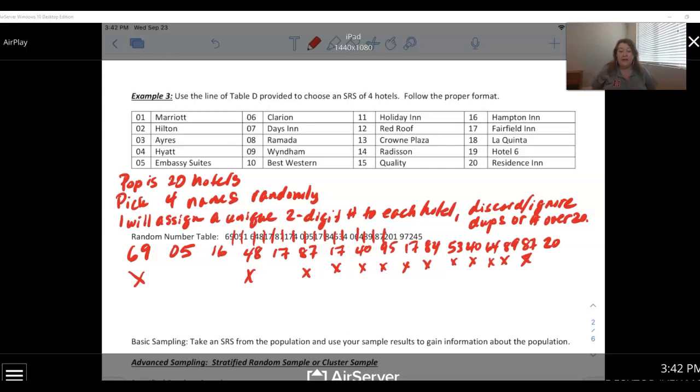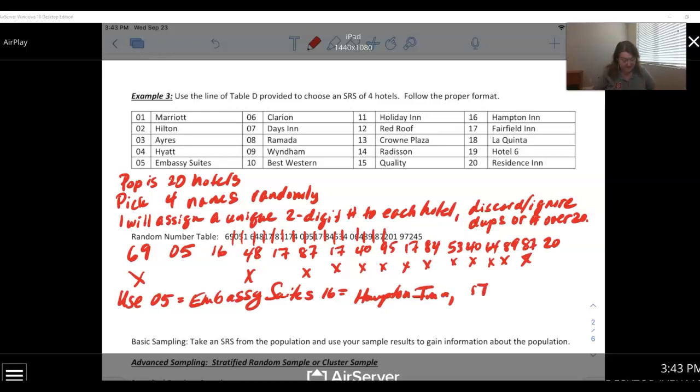All right, so I've selected the hotels that are numbered 5, 16, 17, and 20. And then I'm going to say what they are. So I'm going to say we will use 05, which is Embassy Suites, 16, which is Hampton Inn, right? And we're going to keep going from there. 17, which equals, and then 20, which equals. Okay. So that's how we do sampling with a random number table. That's likely to be the one most likely to be seen on the AP exam.